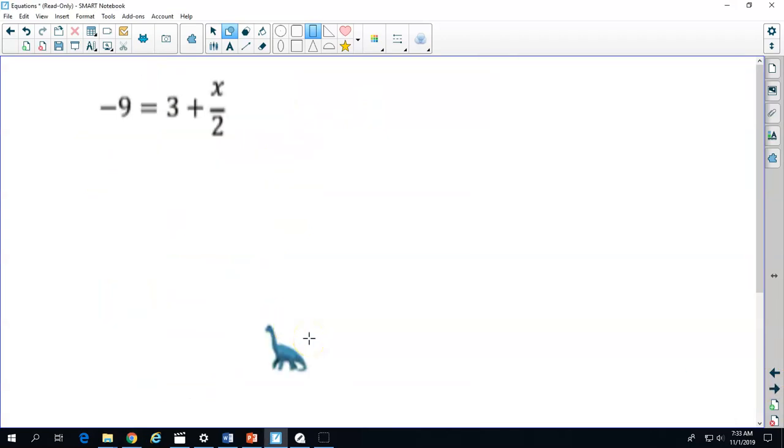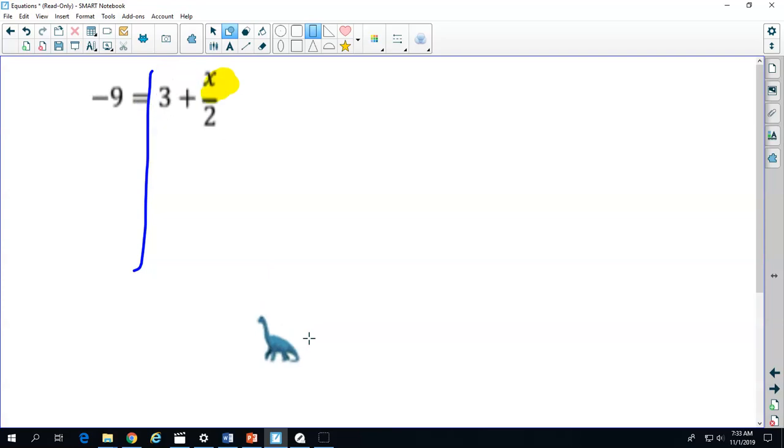This equation, again, I have the variable just like the last one. I have the variable on the right. So I'm doing everything on the right side, and then I'm just mirroring it or doing the same thing on the left. So over here, you have x divided by 2. I'm going to undo that last. So over here, I'm going to undo the x divided by 2 last.